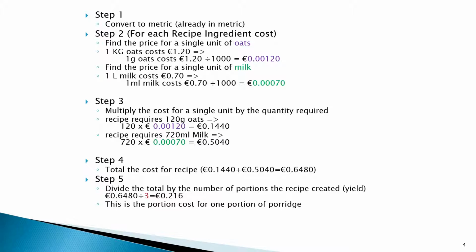Total them all up together, so we add this plus this and we get 64 or nearly 65 cents. And then we take that and we divide by the number of portions. So that recipe made 3 portions, so we take this total for the recipe and we divide it by 3, and we work out that a single portion of porridge is costing us 21, rounded up 22 cents per portion.